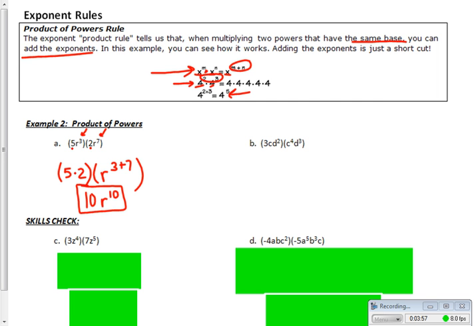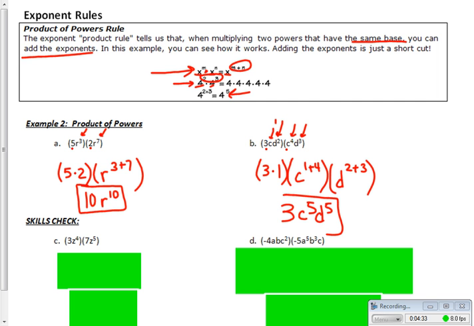Next example here, 3. Now there's no coefficient in that second grouping, so it really has a coefficient of 1. So it's really saying 3 times 1. Next thing that you need to look for is things that have the same base. Well, here's a c, and that really has an exponent of 1, and here's a c to the 4th power. Same base being multiplied, add the exponents. d has an exponent of 2, exponent of 3, again being multiplied, add the exponents. We wind up with 3, c to the 5th, d to the 5th.